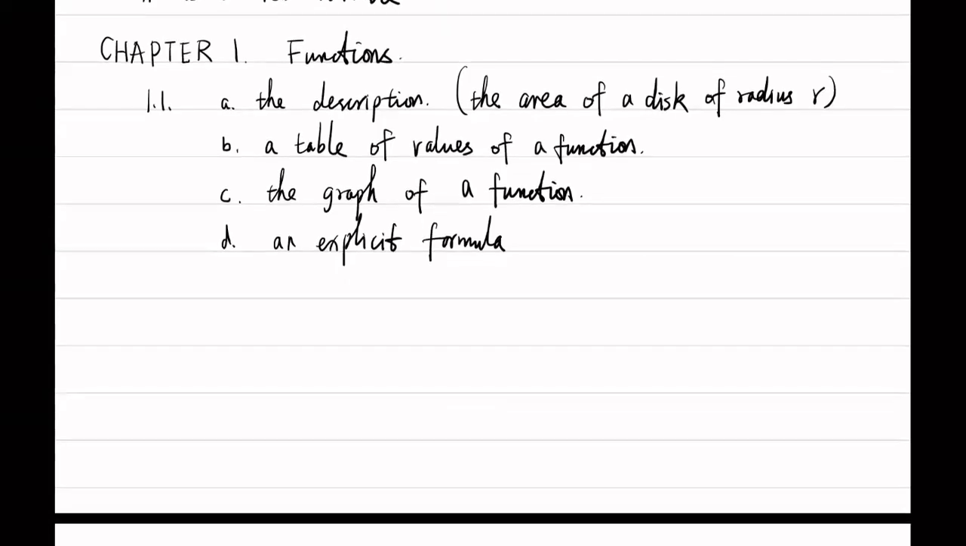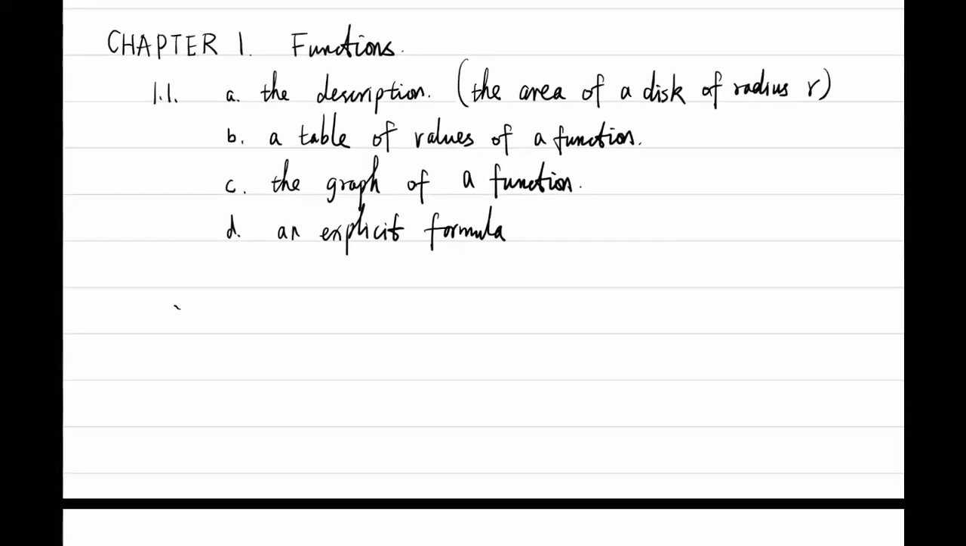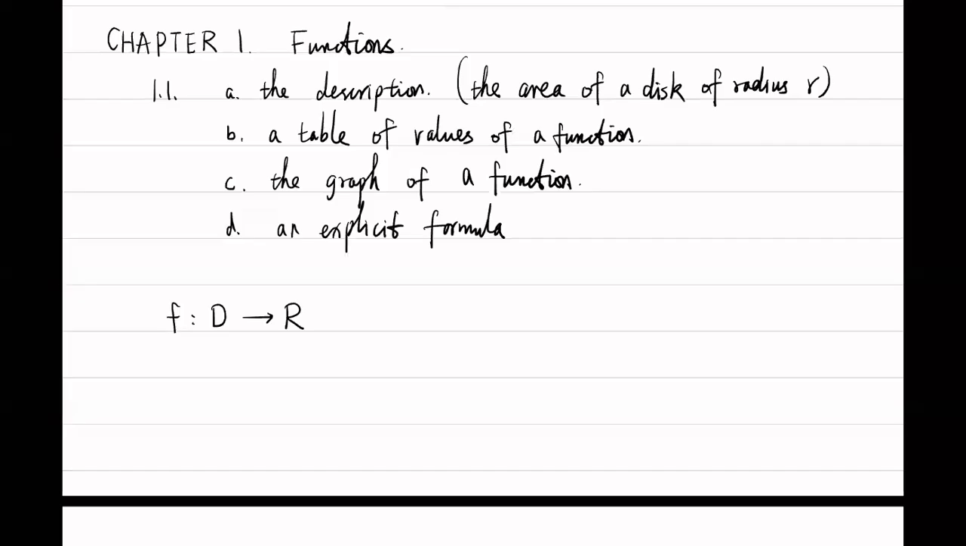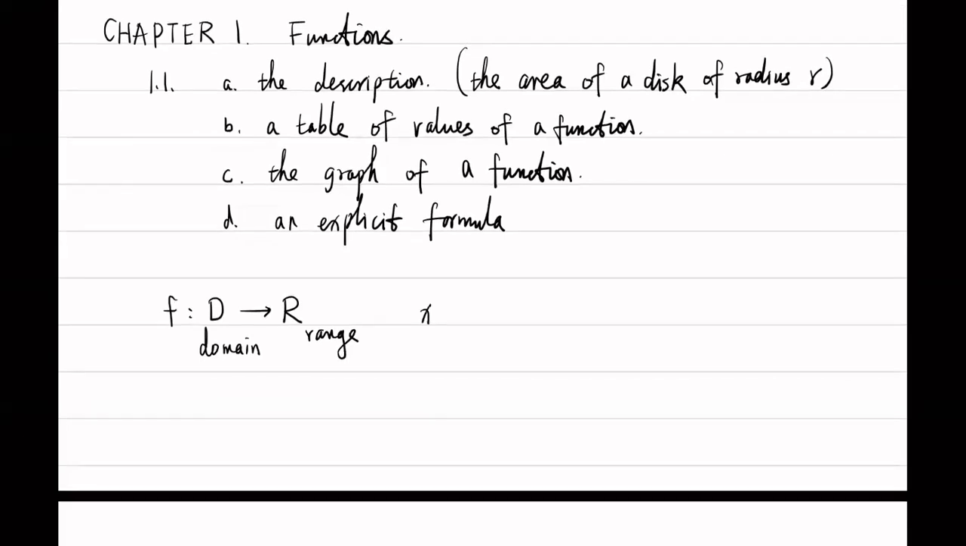Then about the function, what is a function? Normally we use this. So this stands for the domain, where the function is defined, and this is for the range. What are the values of this? We give a point in the domain, and we assign a value.